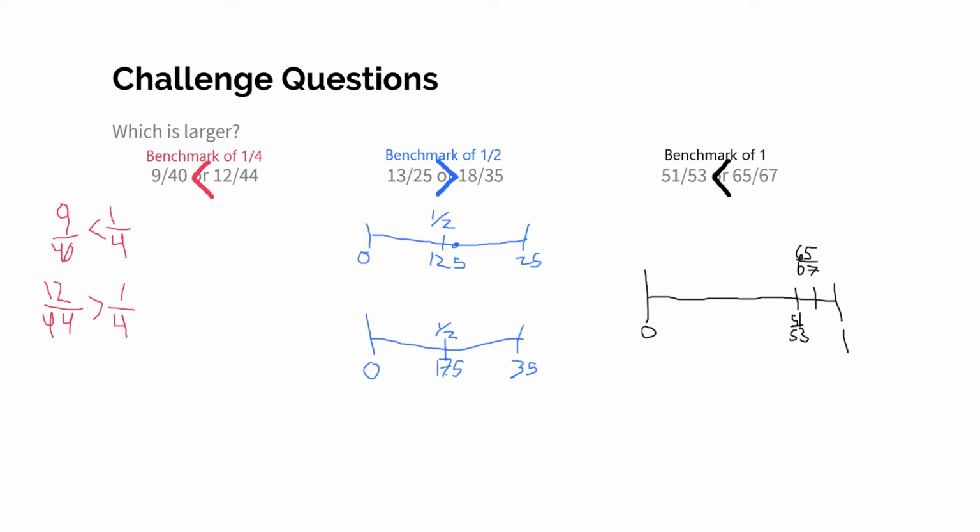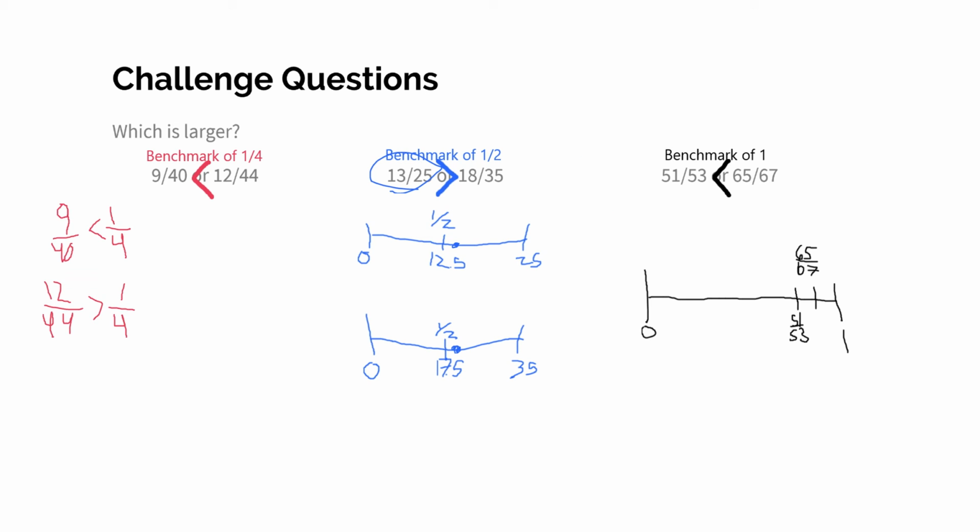So now we run into the dilemma of which is bigger. Well, 25ths or 35ths, which is bigger? Each part of 25th, each unit fraction, 1/25, is larger than 1/35. So if we have 0.5 more of a 25th than 0.5 of a 35th, then we know that 13/25 must be larger than 18/35.